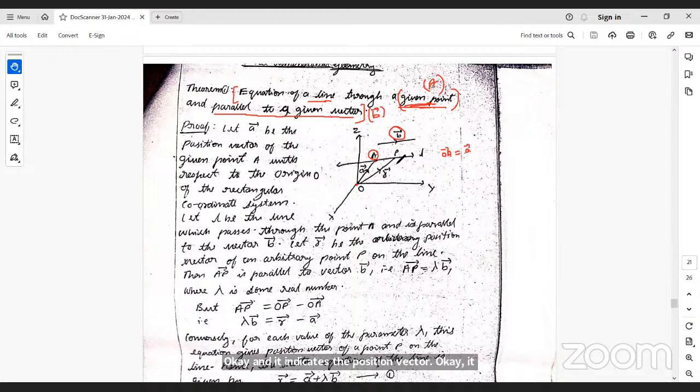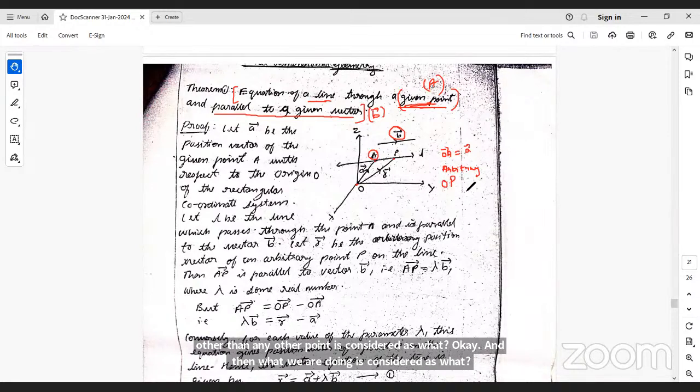Similarly, now we are considering one more point P. This P is an arbitrary point. Arbitrary point meaning it is any other point on the line other than A. Then we are joining OP, and the vector OP we are considering as R.